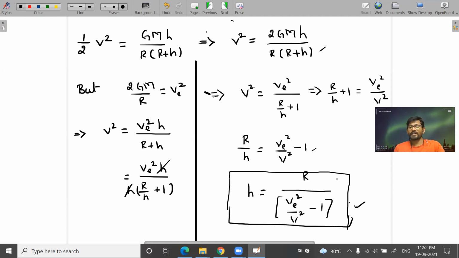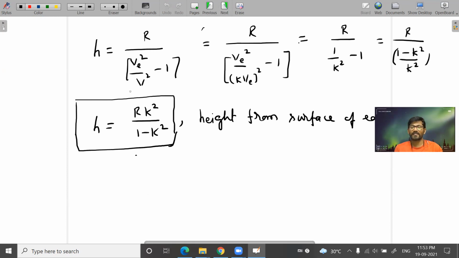But we are asked to find the maximum height from the center of Earth. So for that purpose, we have to just find out, in this, when you take velocity v as k Ve, so v square is k square Ve square.